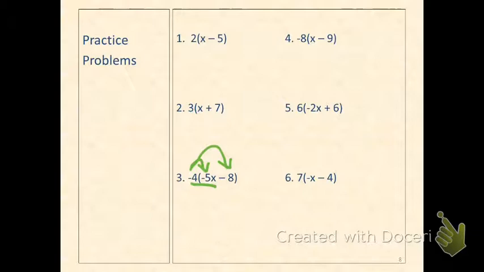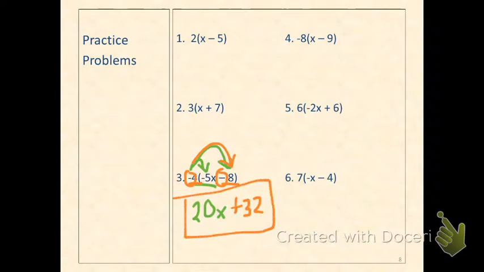Well, 4 times 5 is 20. Now, a negative times a negative is a positive, and then I can't forget that x. So negative 4 times negative 5x is 20x. Now, second, I go whoop, whoop with that second arrow, and I do negative 4 times, now this is careful, remember that 8 is a negative because of that negative sign right there. So 4 times 8 is 32, but then a negative times a negative is a positive. So my answer is 20x minus 32.